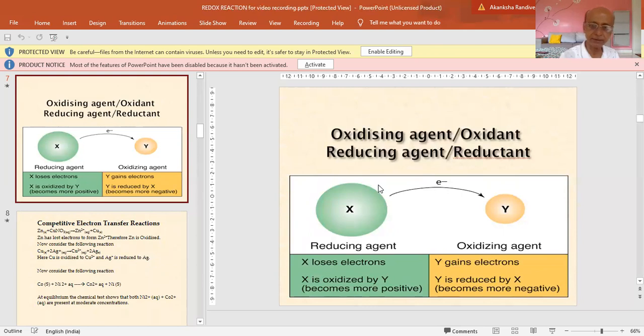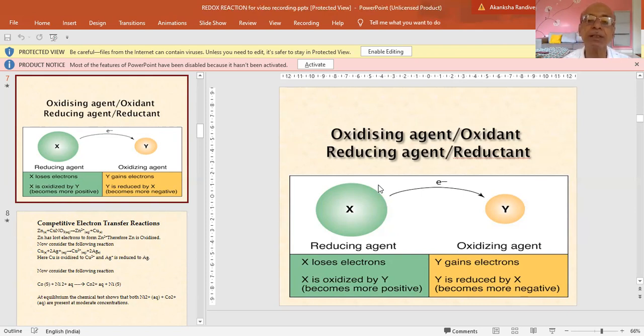Now, oxidizing agent and reducing agent can be explained with the help of this diagram. Here X and Y are two species, and from X to Y, the electron is lost. Here loss of electron takes place. So X is converted into Y, and during this conversion, electron is lost. So X loses electrons, and this electron is taken by Y.